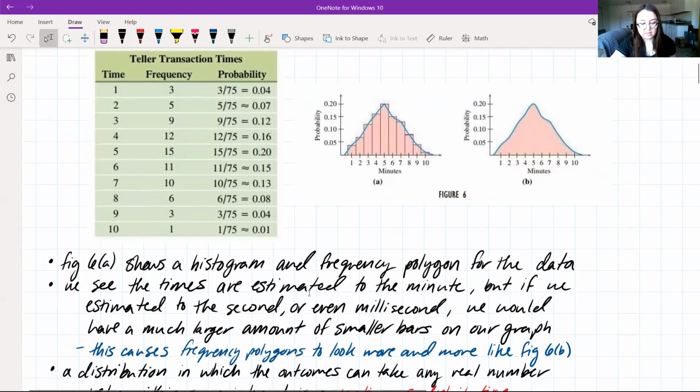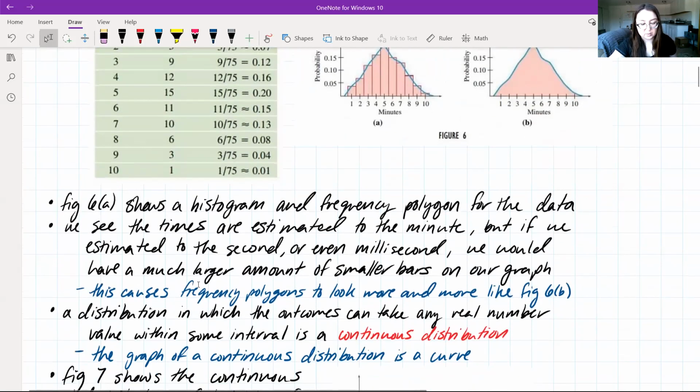So then we see that the times are estimated to the minute. But if we estimated to the second or even the millisecond, we would have a larger amount of smaller bars in our graph. If we were doing seconds, for example, each one of these bars would be split into 60 much thinner bars, and they would also have different y values. So they would be much closer to this curve that we see here, our frequency polygon. And we would get a much more accurate representation if we broke it down by seconds instead of minutes.